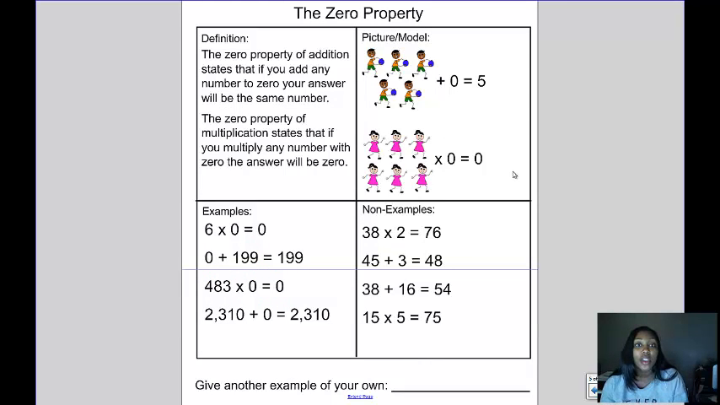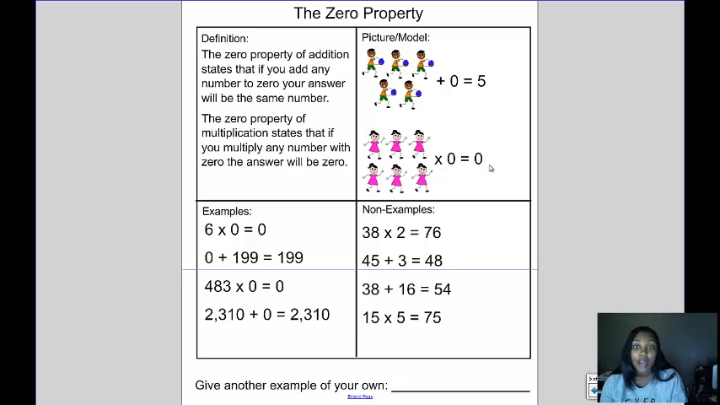The next property is the zero property. The zero property of addition states that you can add any number to 0 and you'll get the same answer. And the zero property of multiplication states that if you multiply any number with 0, the answer will actually be 0. So I have 5 boys and I add 0 and it still gives me 5 boys in the end. And then here I have 6 girls and I multiply it by 0 and it gives me 0.